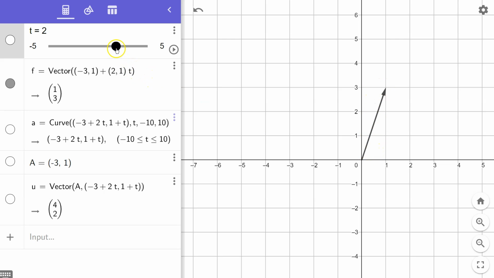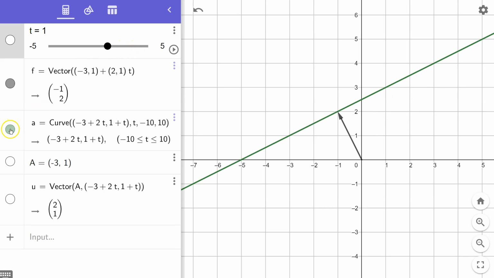Now, I can try different values of t, and this is what my vectors are going to look like. If you just look at the tip of my vector, it should follow a trend, and this trend is this green line here. You can see the tip of my vector is always on this green line.